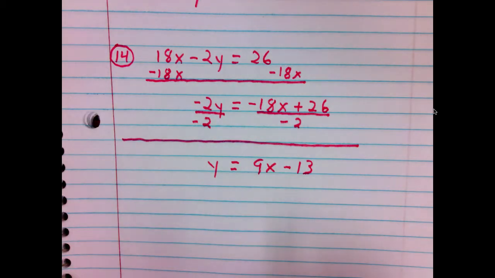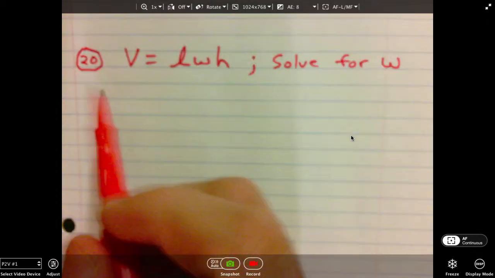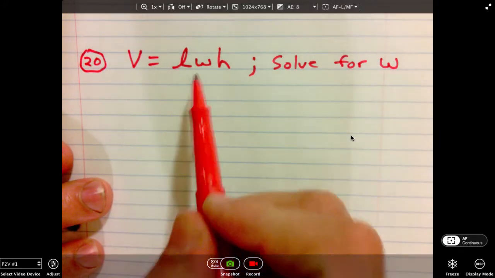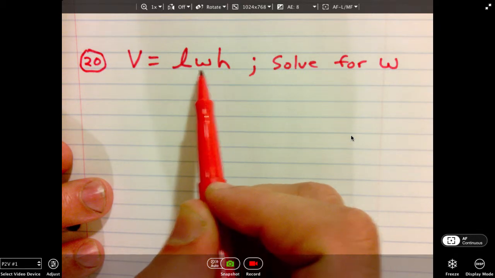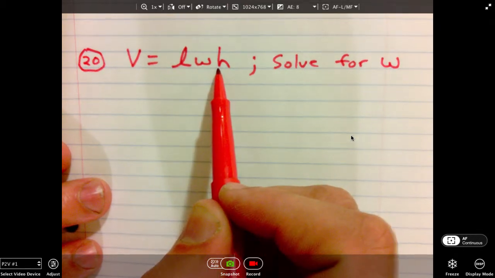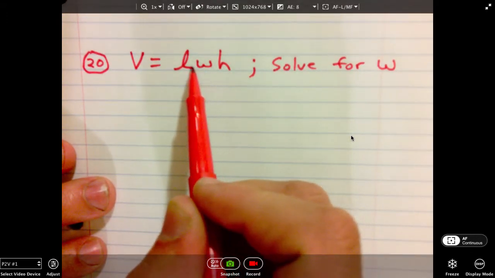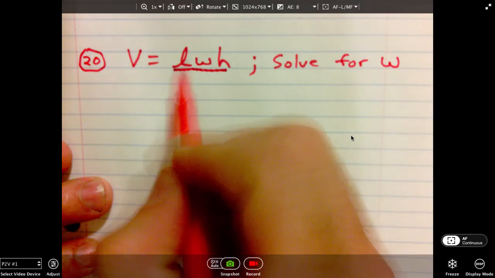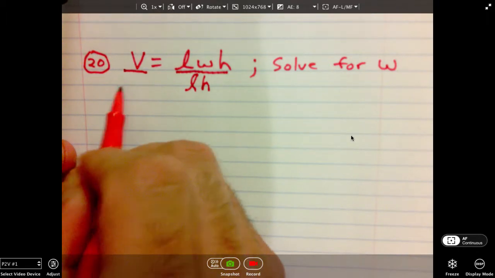Now we will move down and look at problem number 20. Number 20 says solve for w given the equation V equals LWH. Well, when we say solve for w, we mean we want to get w by itself. Currently, w is being multiplied by both L and H. We know that because they're all connected. If we want to get w by itself, we need to undo the multiplication of L and H. The inverse of multiply is divide. So we will divide by L times H on both sides of the equation.